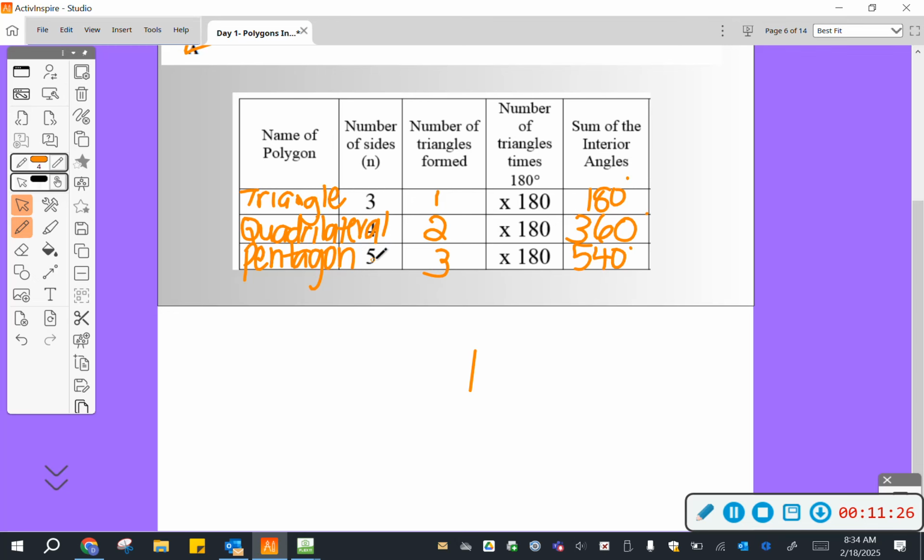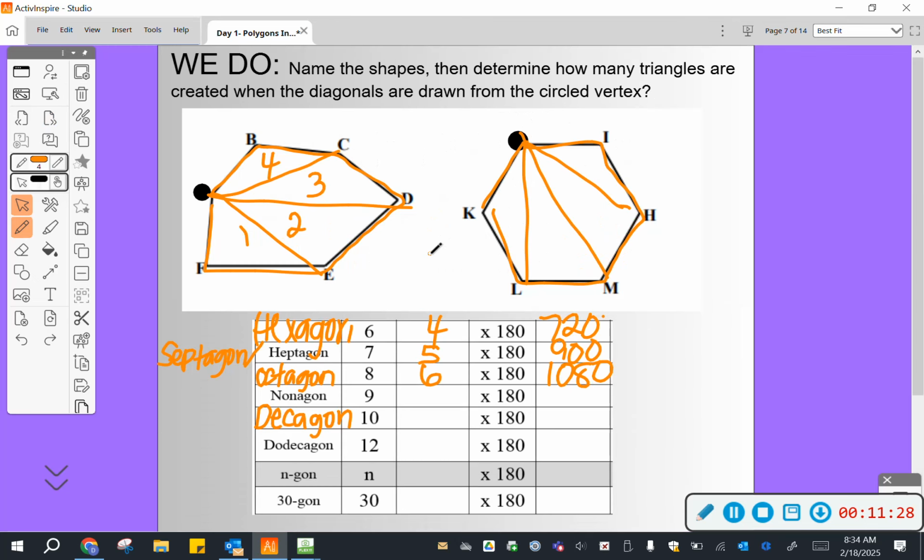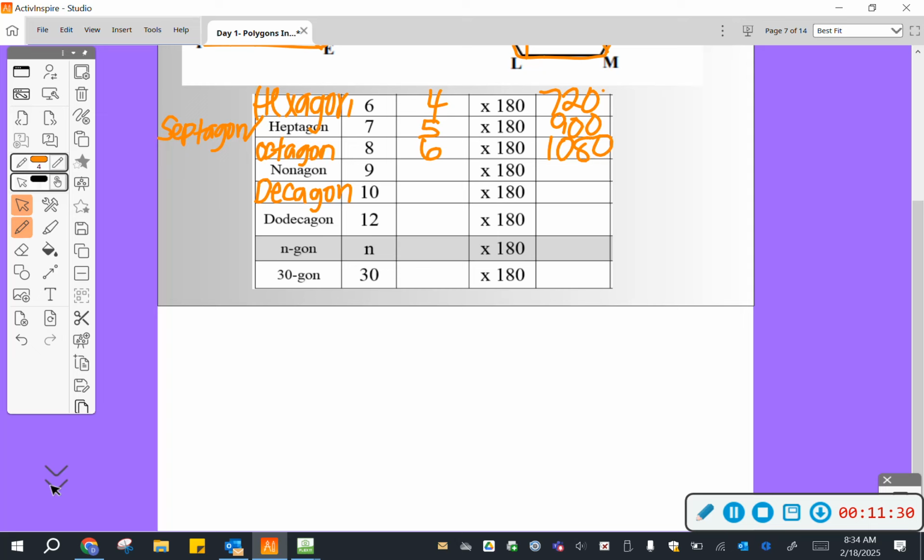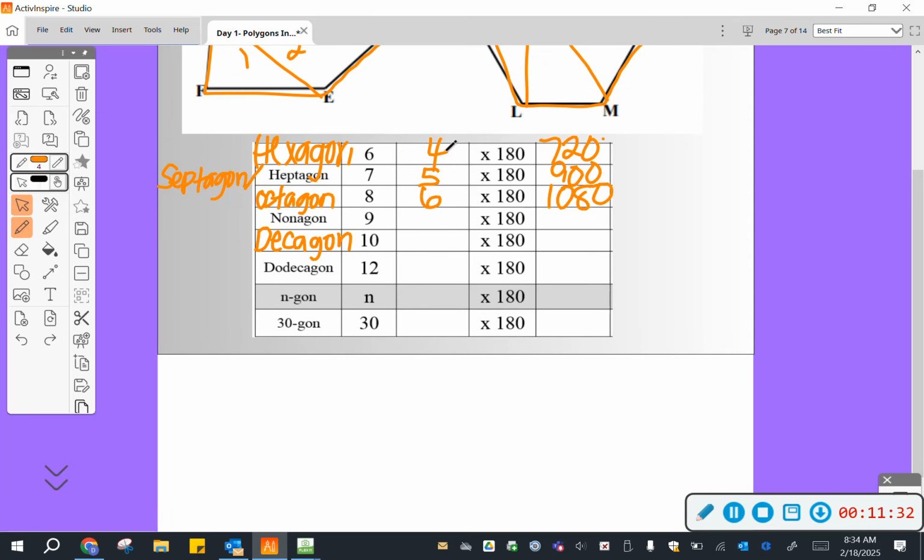If I have 5 sides, there are 3 triangles. If I have 6 sides, there are 4. 7 sides, there are 5. What if I have 30? How many triangles will there be? 15. No, we don't divide by 2.